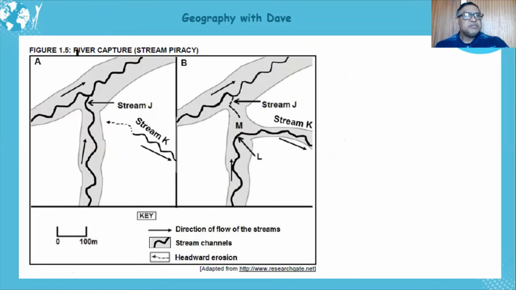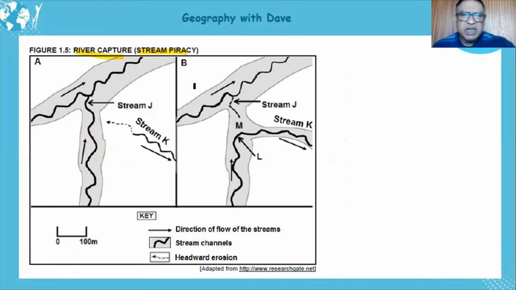River capture, also known as stream piracy. Okay, we know when one river captures the headwaters of another river, that is river capture. Now we want to know, what do we see in the diagram?